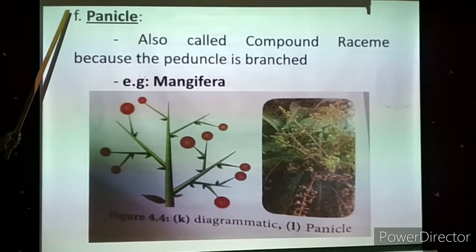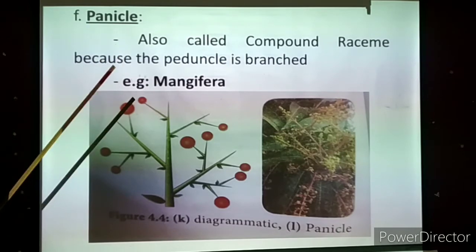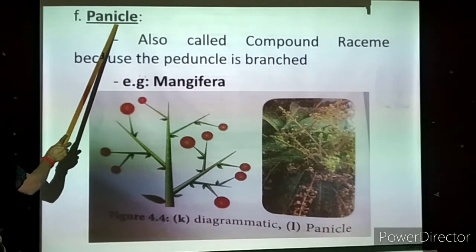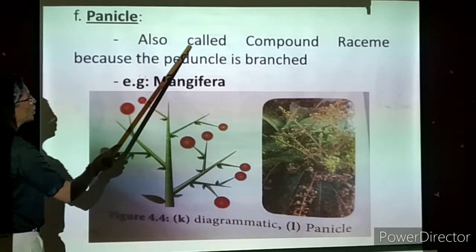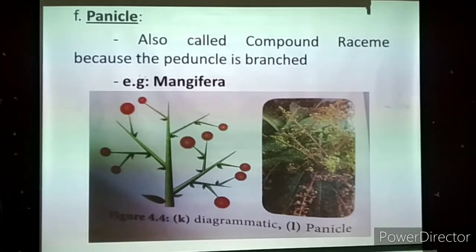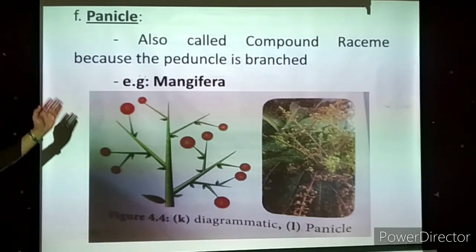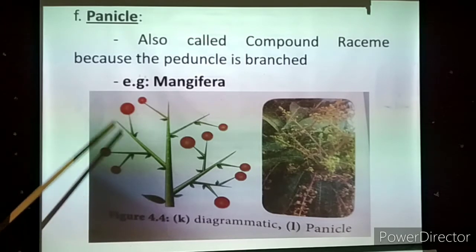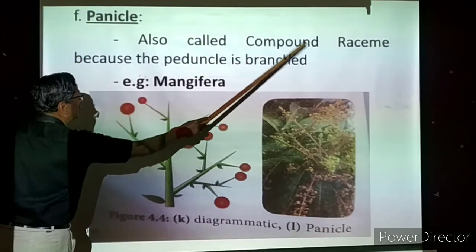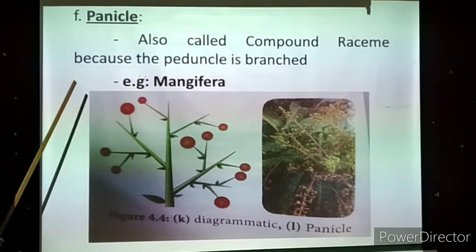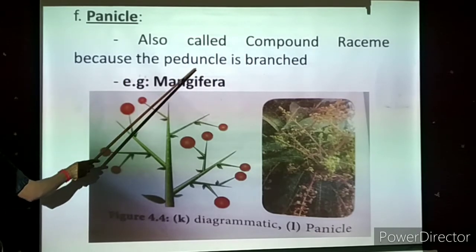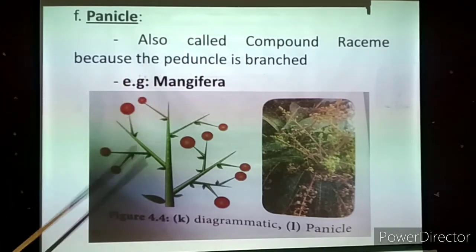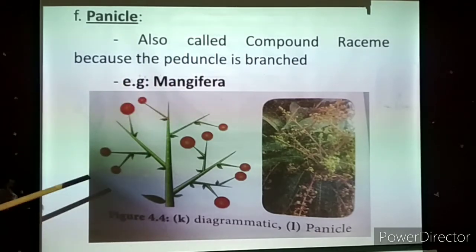Next, we are coming to the panicle, the sixth one. What are the characters of panicle? It is also called a compound raceme. Already we have studied the simple raceme, the first one. Now, this one is a compound raceme. Why do we call it a compound raceme? Because the peduncle is branched. The peduncle has a number of branches.